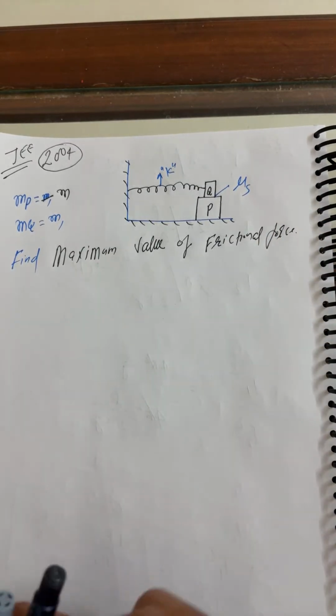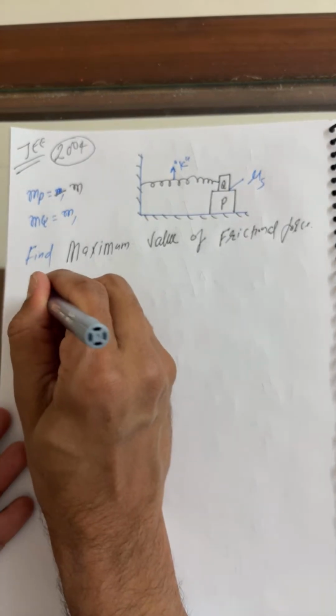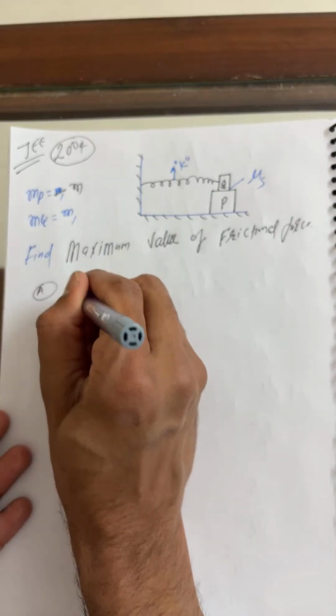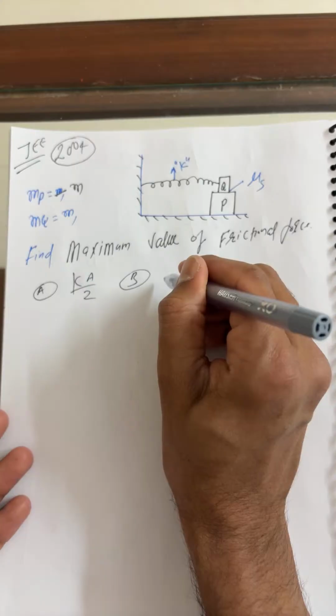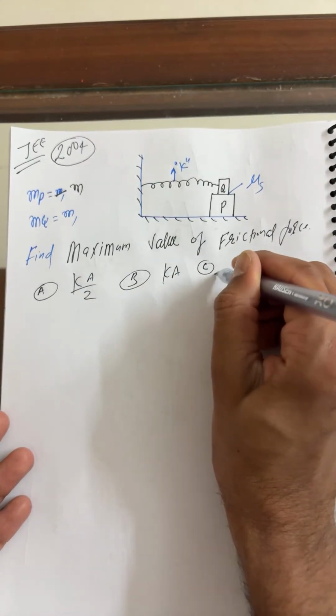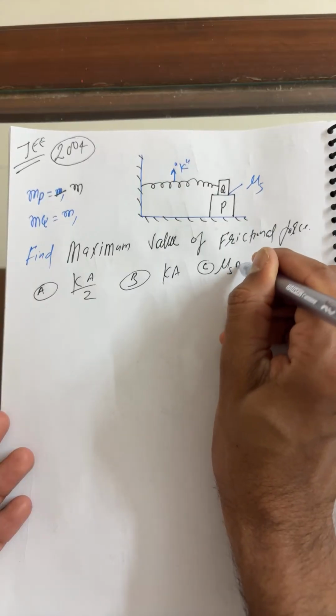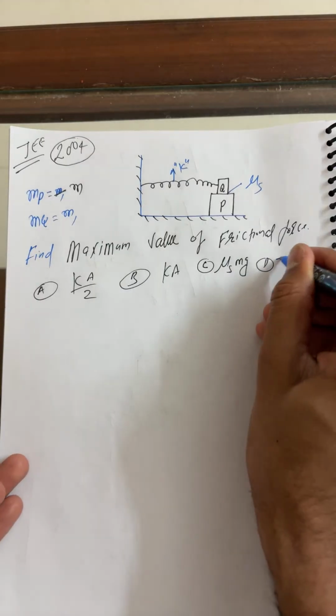Maximum value of what, my dear? Frictional force here. Okay, the options I can write: option A is Kα by 2, next is Kα, option C is μs times mg, and the last one is 0.